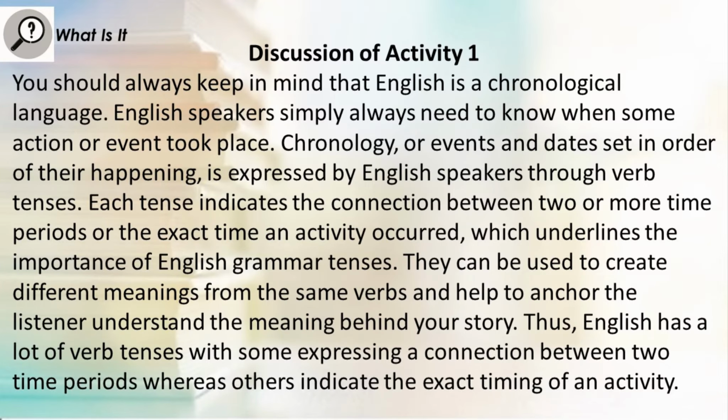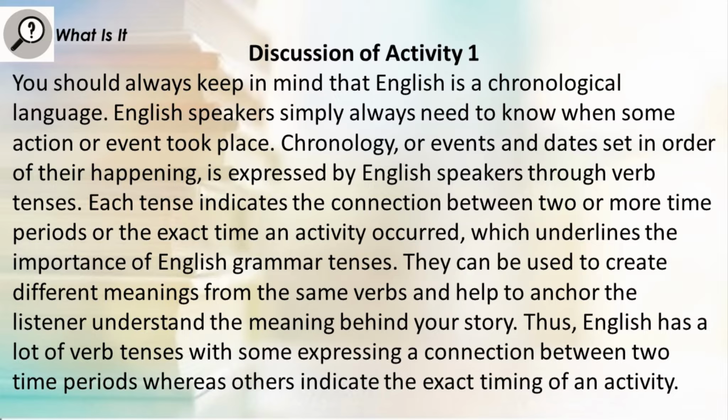Discussion of Activity 1. You should always keep in mind that English is a chronological language. English speakers simply always need to know when some action or event took place. Chronology, or events and dates set in order of their happening, is expressed by English speakers through verb tenses. Each tense indicates the connection between two or more time periods or the exact time an activity occurred, which underlines the importance of English grammar tenses.